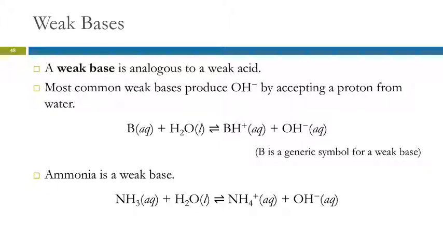Weak bases. Weak bases are like weak acids. The most common weak bases produce hydroxide by accepting a proton from water, instead of an ionic compound that's actually adding hydroxide ions. So we can use B to represent a generic weak base. The base interacts with water. Bases accept protons, so it takes a proton from the water, leaving hydroxide.